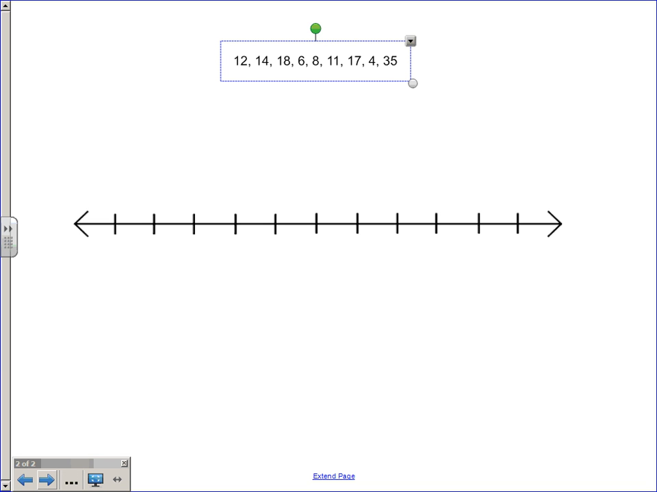So if we were given a set of data like this, and we wanted to make a box and whisker plot and figure out all the things like interquartile range, upper extreme, lower extreme, max, min, let's look at what we do. Our first step is always ordering the data.